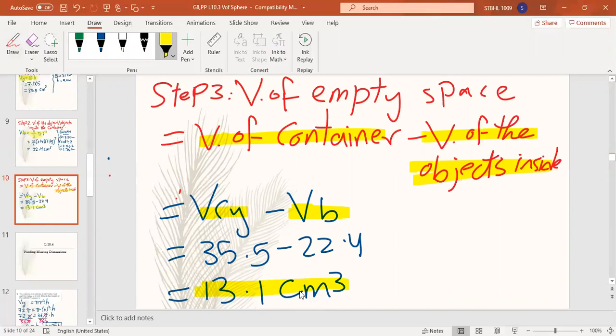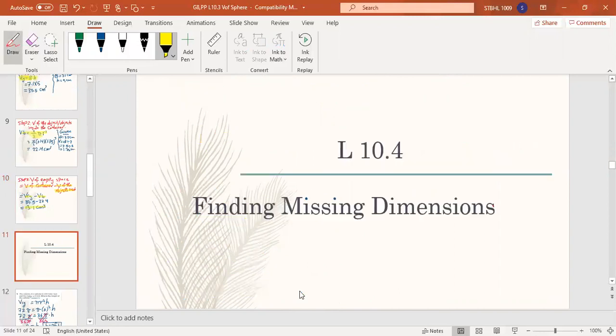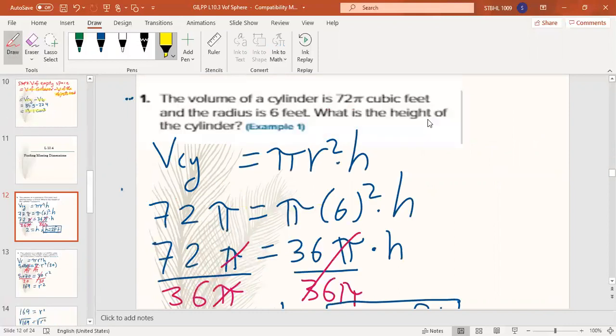And now we will move to lesson 10.4, which is finding missing dimensions. And we will go directly to exercise 1. The volume of cylinder is 72 pi cubic feet and the radius is 6 feet. What is the height of the cylinder? As you know, when the question asks you to find the height or whatever missing dimensions, we have to write the formula.